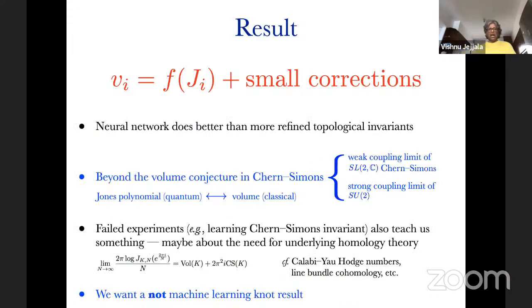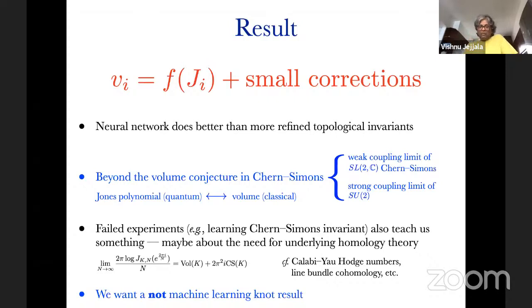All right, so the neural network does somehow better than more refined topological invariants in predicting the volume. The Jones polynomial is in some sense a quantum object. It's computed in Chern-Simons theory using usual quantum field theory techniques. Whereas the volume is somehow classical. So in some sense, there may be some duality here that prevails in computing these things. In the limit of large N, large colors, we may recover a classical limit, but somehow the quantum prediction at N equals 2 is fairly good at getting us to the volume.